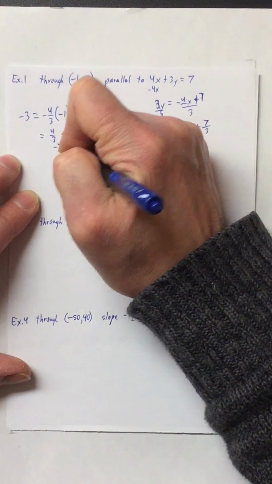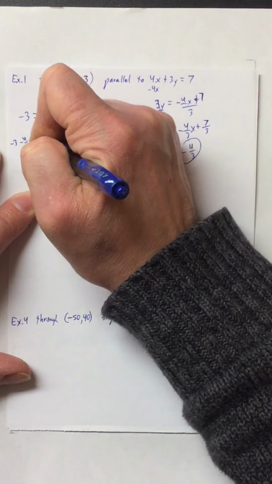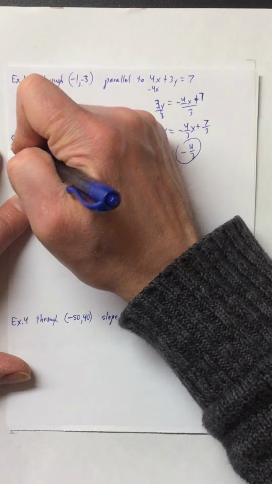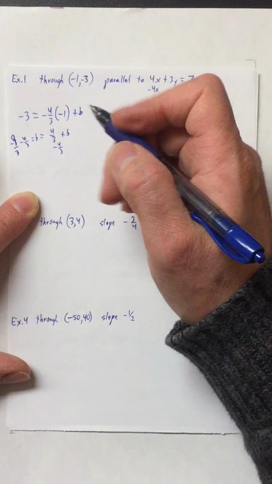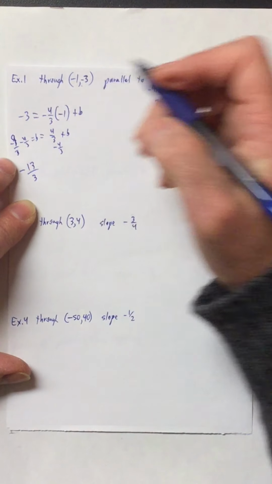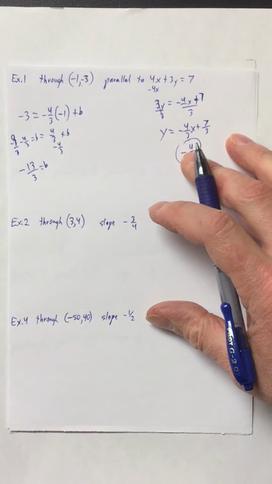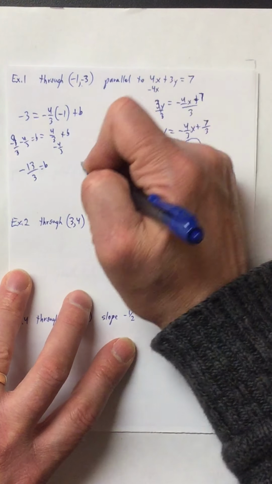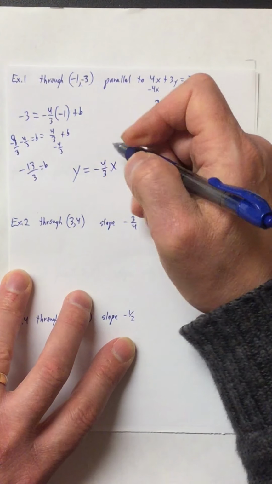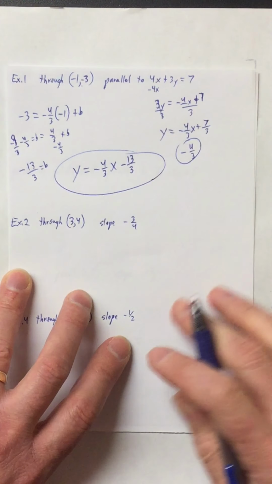Then I'm going to subtract that from both sides, negative 3 minus 4/3, to be able to get b by itself. Common denominator is going to be 3. That's going to change the top to 9. And negative 9 minus 4 gives me a negative 13 over 3 for my intercept. So let's write that out as an answer. I have y equals negative 4/3 x, there's my slope, and then my intercept, negative 13 over 3.